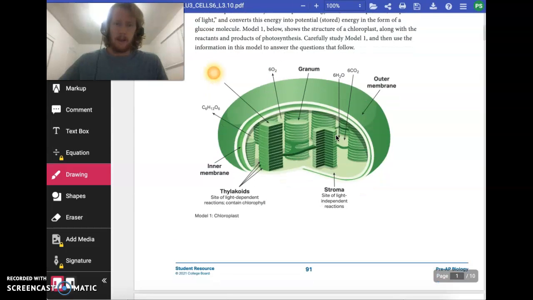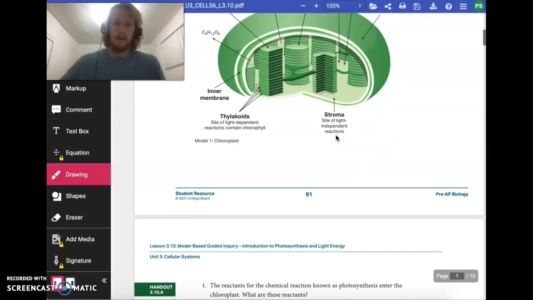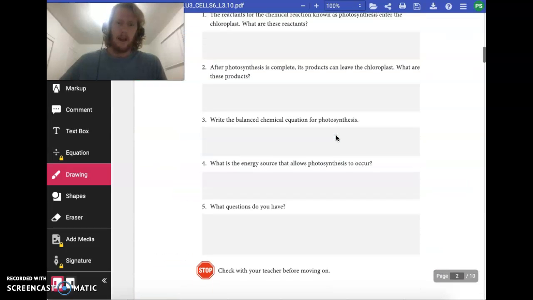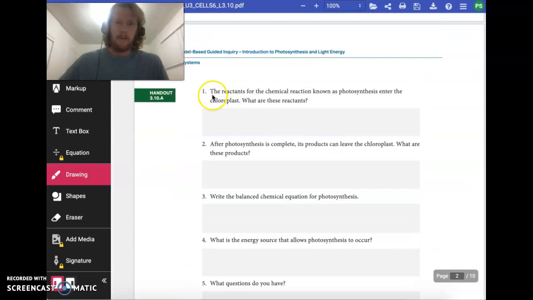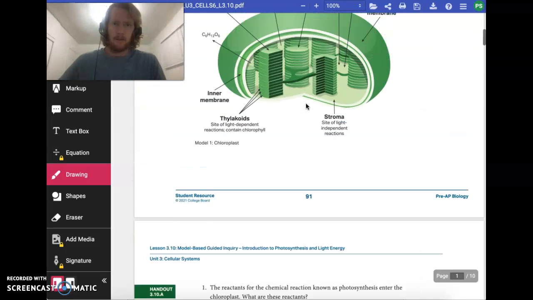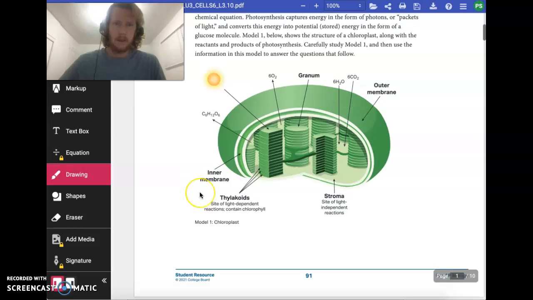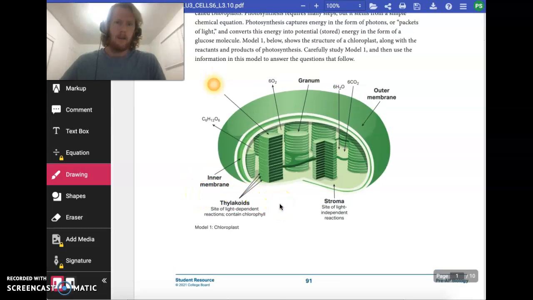All right, so you should be back now. If you're back now, that means you finished questions 1 through 5 here. The first one: the reactants for the chemical reaction known as photosynthesis going into the chloroplast. What are these reactants? In a chemical reaction, the things going into the reaction we call the reactants. We talked about this when we learned about enzymes. So if you look up here, what are the things going into the reaction?